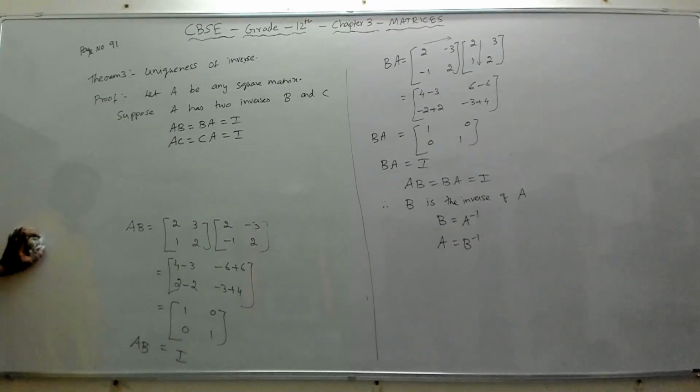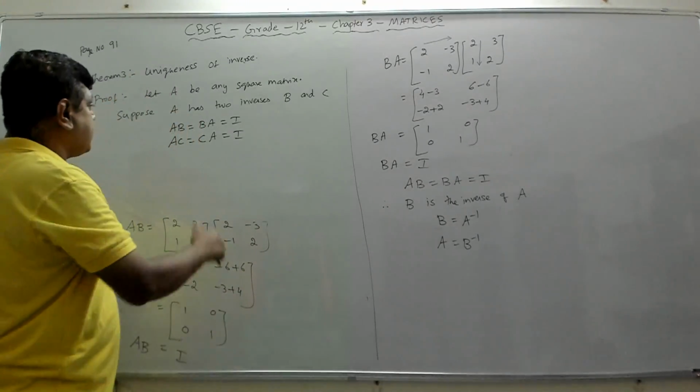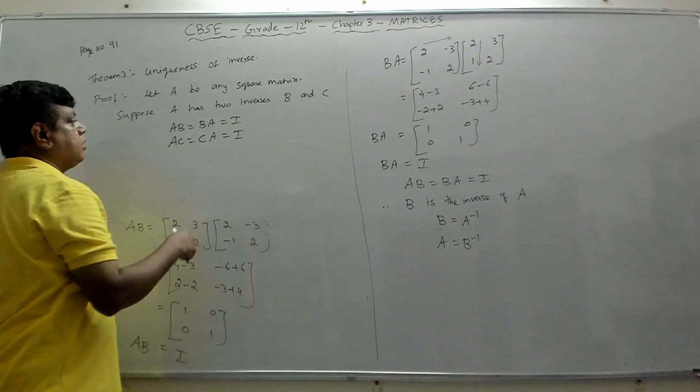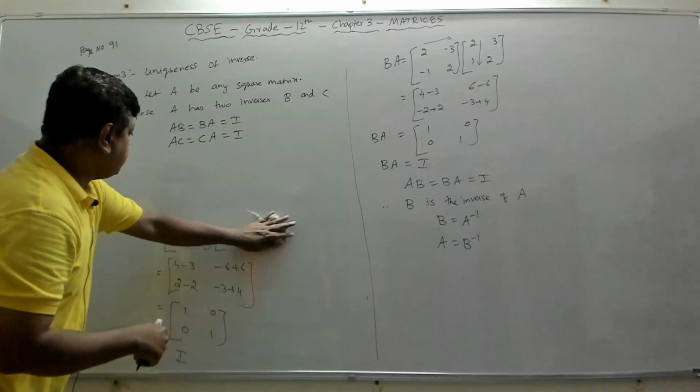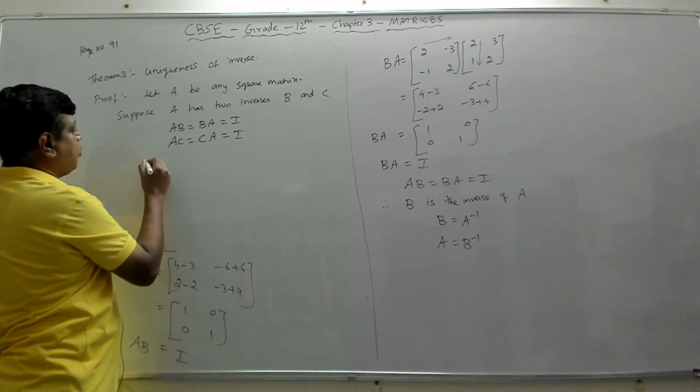Because C is also an inverse of A. So I can say AC equals CA equals I, because C is the inverse of A. Now we have these two equations, or four equations, whatever. Now let's take B.